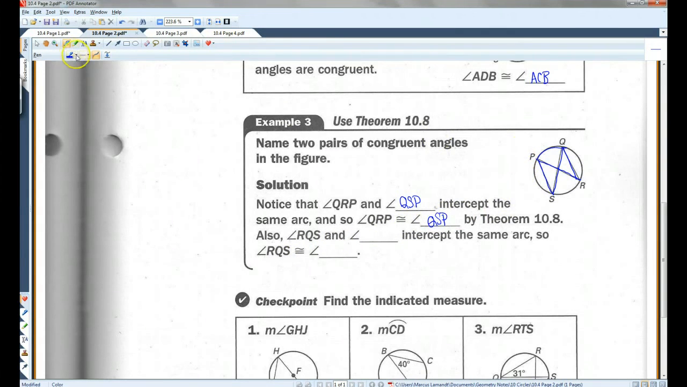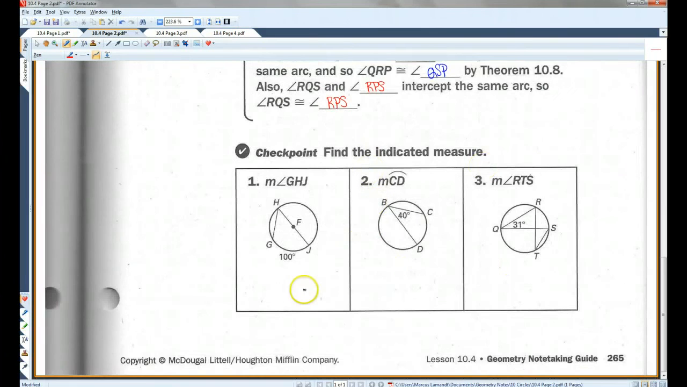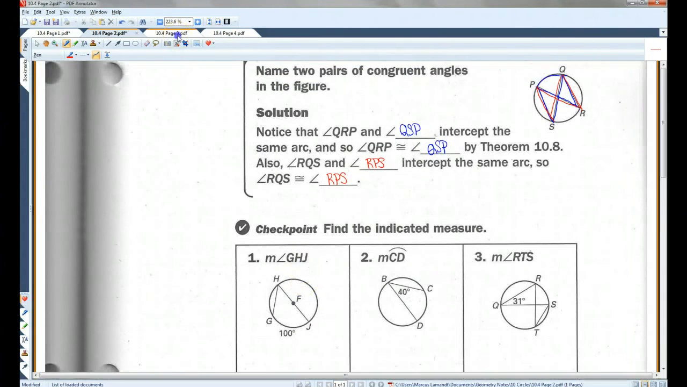Also, use a different color. Angle RQS and angle RPS intercept the same arc. So, they're congruent. Alright? Alright, you guys can do the checkpoint. Let's go on to page 3.